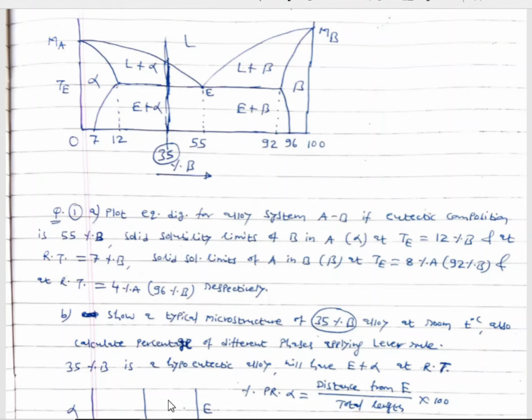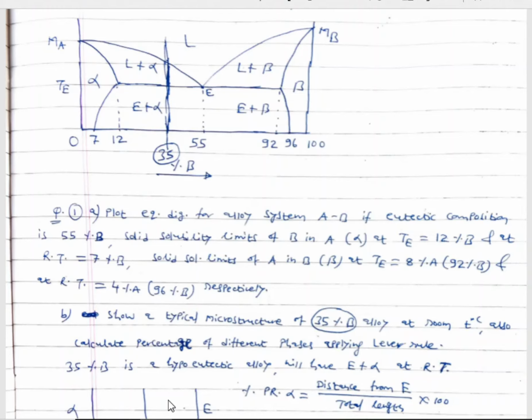As on the compositional axis we have considered percentage B, we will mention the solid solubility limits of A and B in the beta solid solution in terms of percentage B. So 92% B and 96% B. These correspond to 8% A in 92% B and 4% A in 96% B. So in this way, you can make the diagram with the given information.